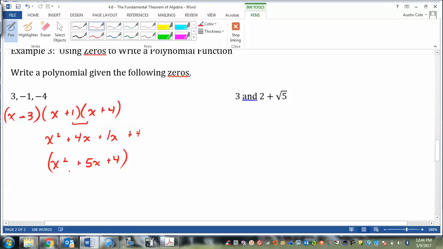Any questions so far? And now I'm going to multiply that times x minus 3. So I'm going to take x times everything in the second one. So x times x squared is x cubed. X times 5x is plus 5x squared. X times 4 is plus 4x.